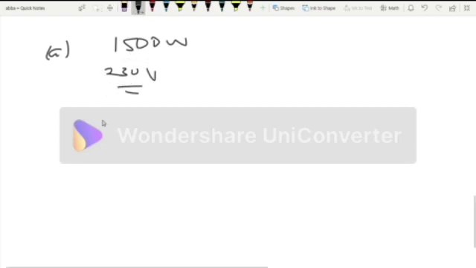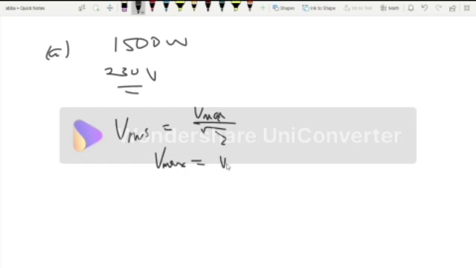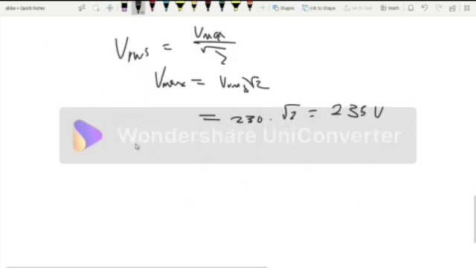So to know the maximum, remember Vrms equals Vmax over the root of 2. So now Vmax equals Vrms times the root of 2. Now if we substitute that, we're going to have 230 multiplied by the root of 2. What we get there is 325 volts.